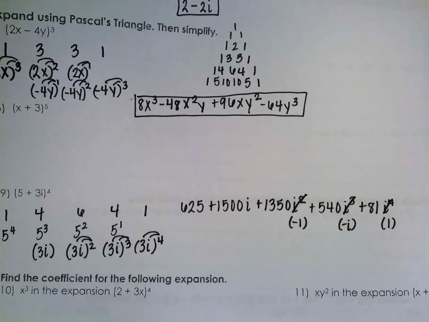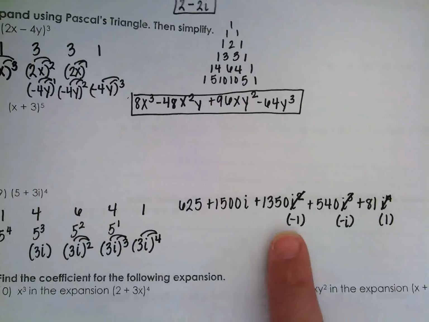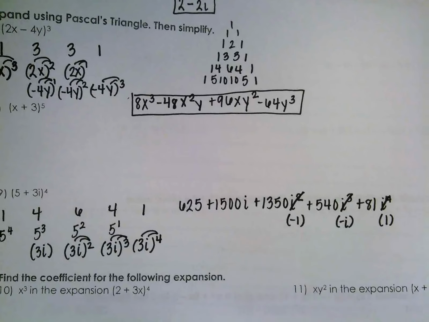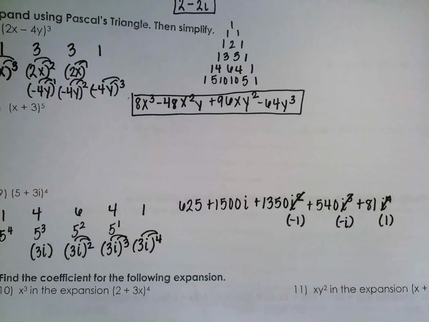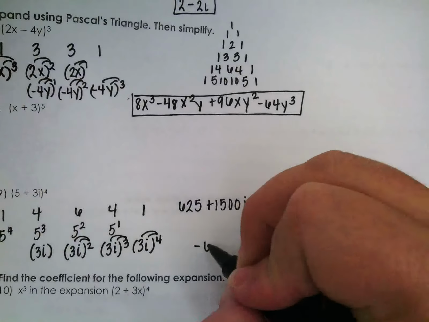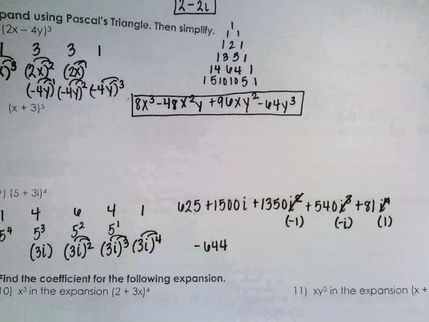So I've got 625, which is a whole number or a real number, plus -1,350, because that's also a real number. And then I've got plus 81. So those are all my real terms, and I get -644.